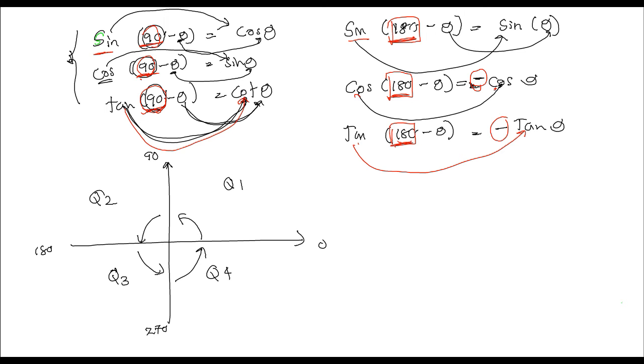Now each of these quadrants has positive and negative signs for sine, cosine and tan. Most of you might remember this in different ways, but normally the way I remember is ASTC, which is a dull way to remember probably. Let me clear this up.